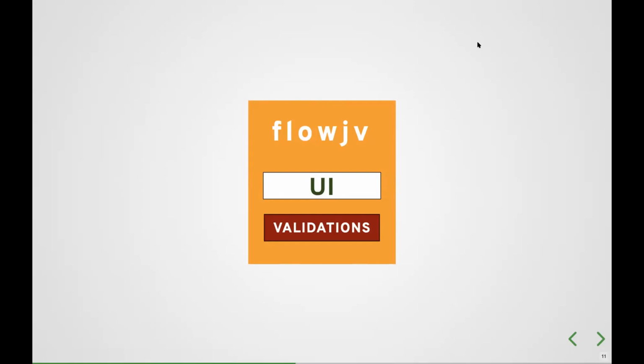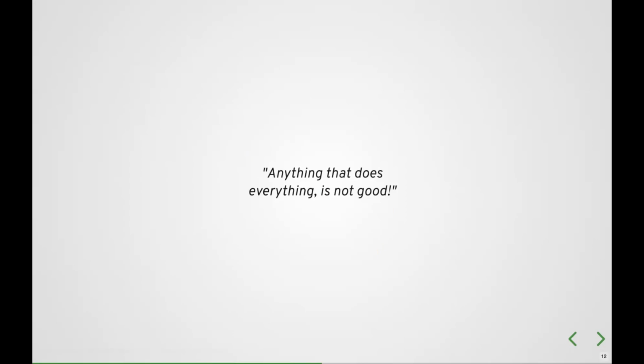But then, because FlowJV encapsulates everything, we have this great saying, right? Anything that does everything is not good. And obviously, FlowJV is not something that does everything for us. FlowJV is just a library. At its core, it's just a data validation library. All it does is, given some data requirements, it validates the data against those requirements and returns us if the data is valid or not, and a bunch of errors if it is not valid.